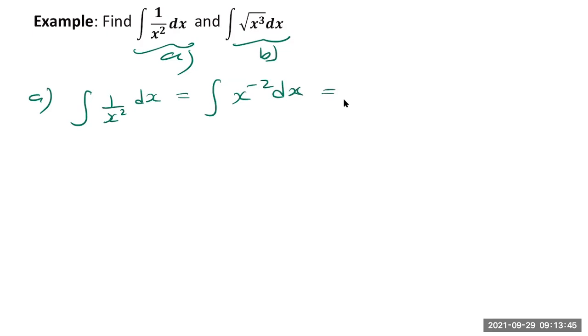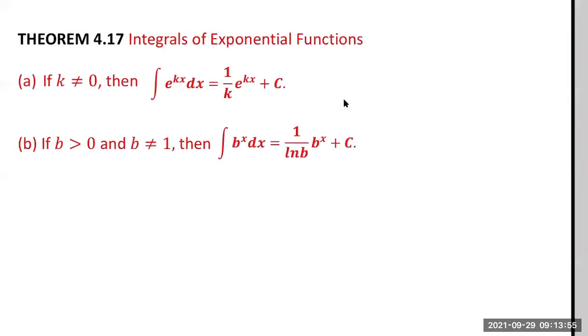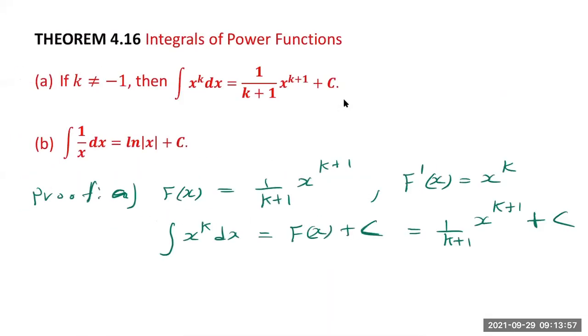So how do you find the indefinite integral of x to the power minus 2? Well, we have a formula. Here is the formula, the power rule, the integrals of power functions. If you have x to the power k, the indefinite integral of x to the power k is 1 over k plus 1 times x to the power k plus 1, plus c. Let me copy this formula.